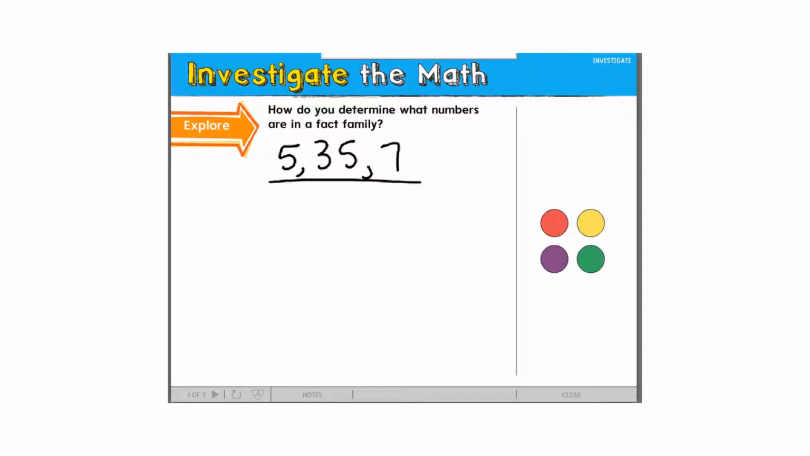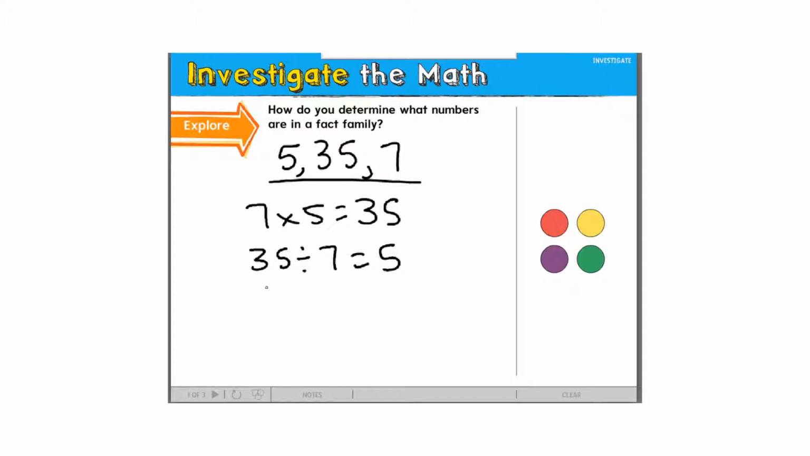What's one problem you could make with those three numbers? Karnpreet. 7 times 5. 7 times 5, what's the rest? You said 7 times 5 equals 35. There you go. You just didn't give me the answer. What else, Cameron? 35 divided by 7 equals 5. Yep.